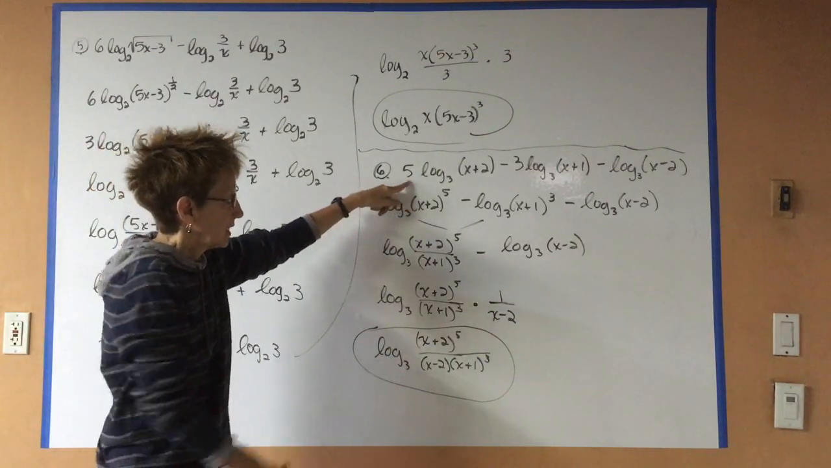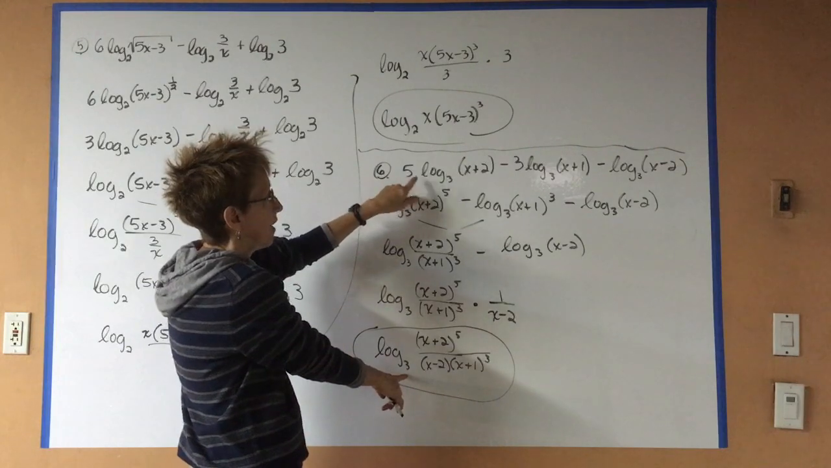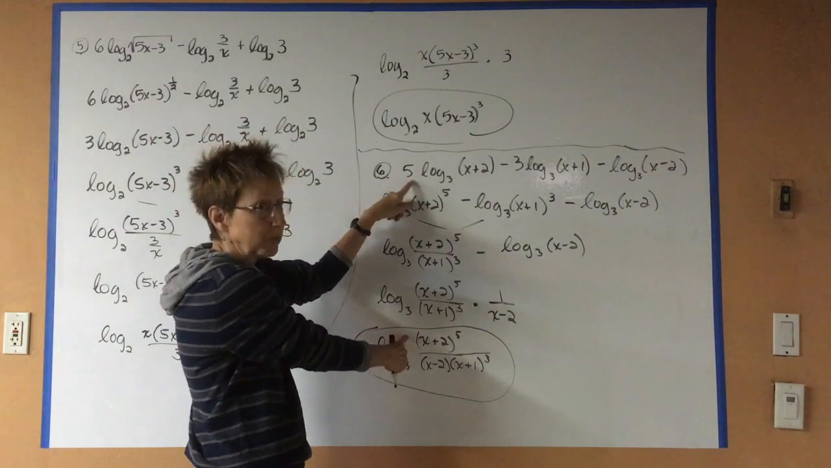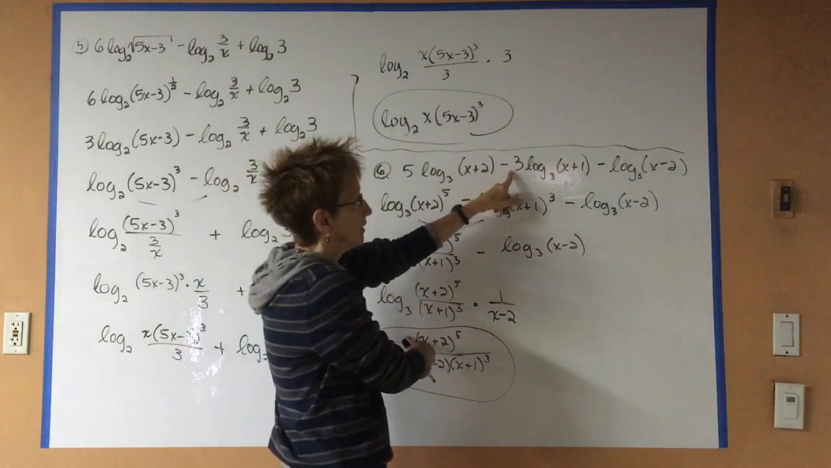Take a look at this to here. Notice this is a positive log. So the (x plus 2) to the 5th ended up in the numerator. Notice this is a negative log.